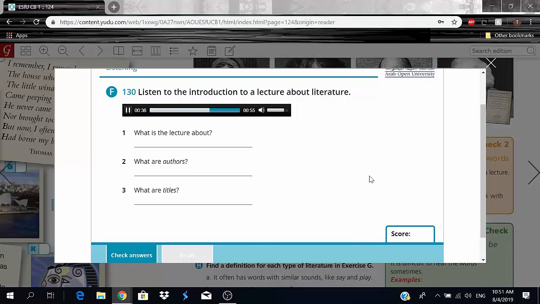Perhaps you're asking, what is literature? Well, some say it is the art of writing. Literature gives us new experiences, ideas, feelings, and meanings. So, firstly, there are novels.